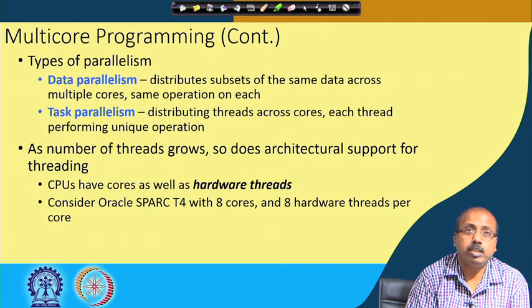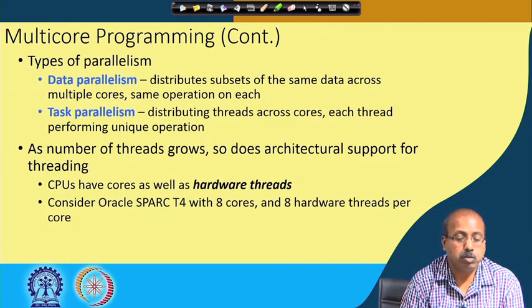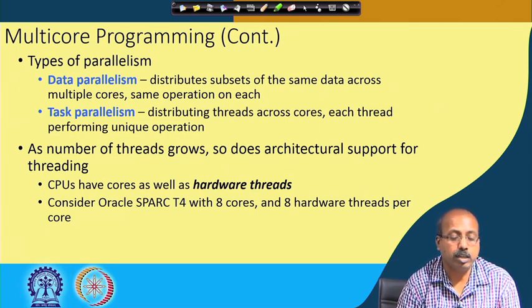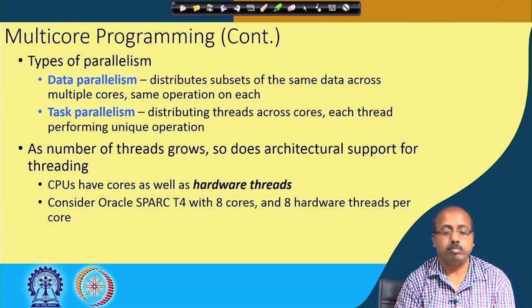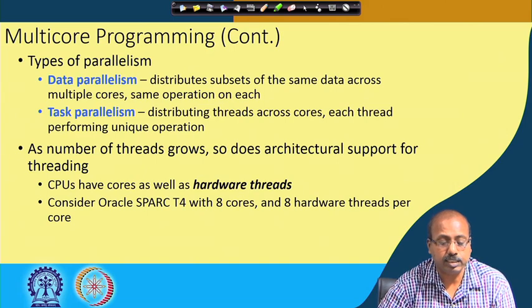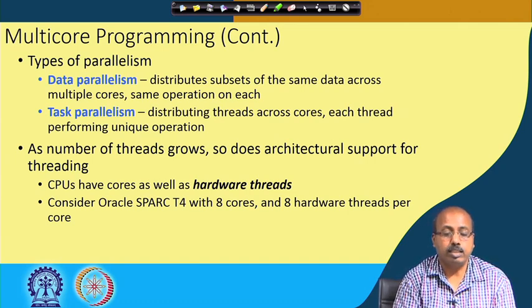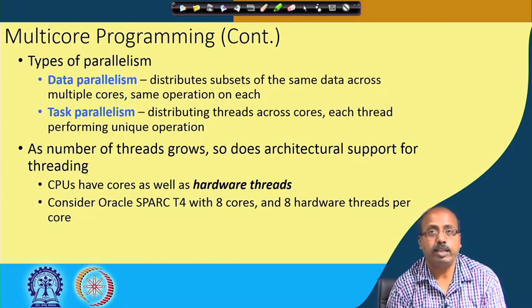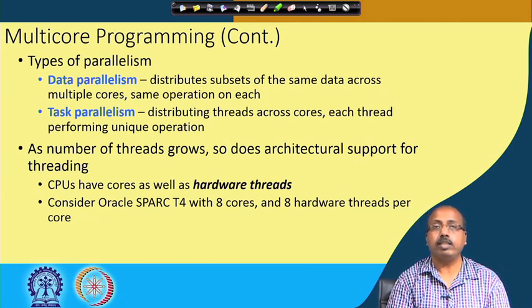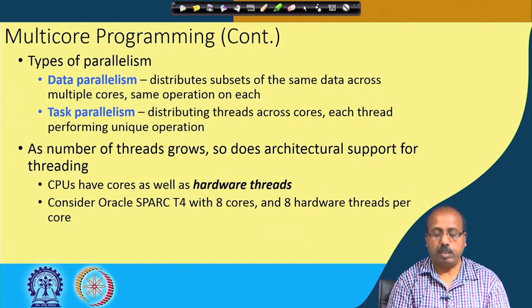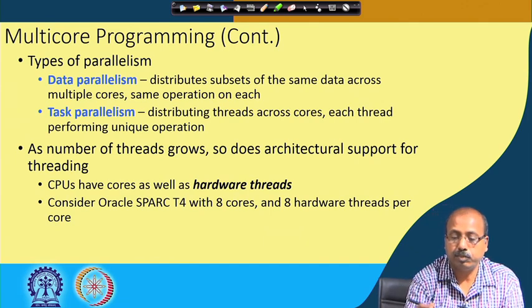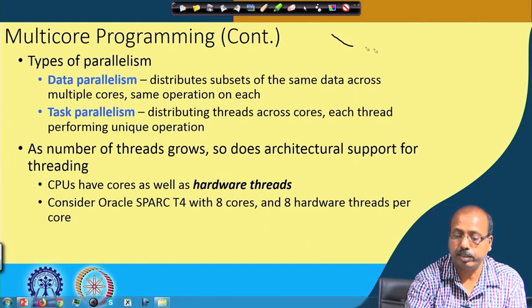If you look into parallelism that is supported in multi-core programming, we have data parallelism and we can have task parallelism. Data parallelism distributes subsets of the same data across multiple cores, with the same operation on each. What we are doing is that the whole data set I am distributing to a number of cores, and each core is doing the same operation. For example, I have a simple operation where for each array element I want to increment it by 2.